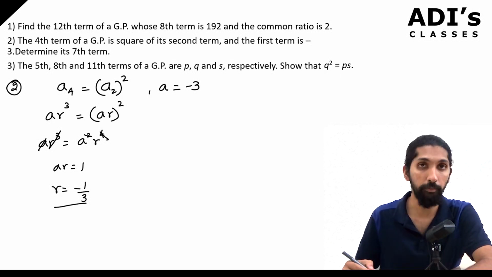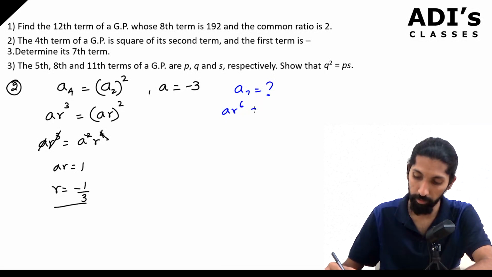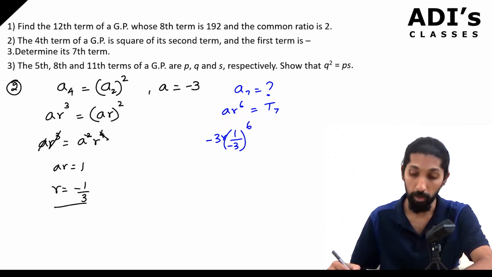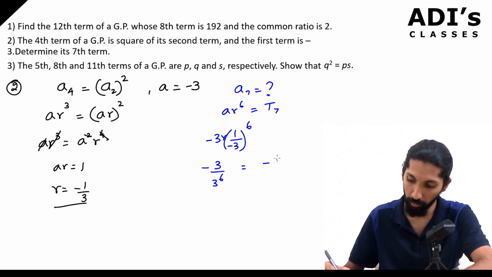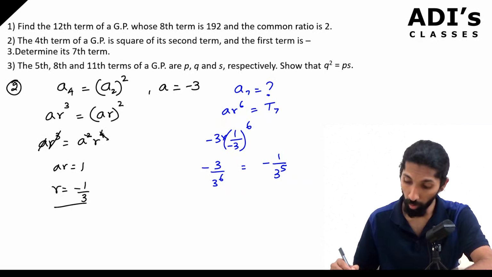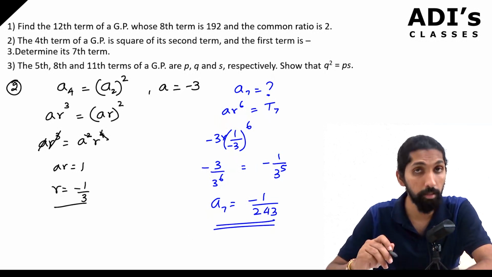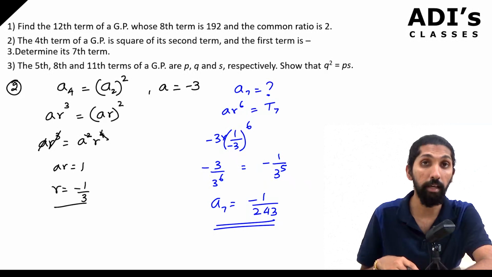What are we trying to figure out? We are trying to figure out A7, isn't it? So AR power 6. This is the 7th term. A is nothing but minus 3, into 1 by minus 3 whole power 6, or minus 3 by 3 power 6. We can write minus 1 by 3 power 5, or you can say the 7th term is minus 1 by 243. This is going to be the 7th term of the GP. Clear? This is the answer for the second question.